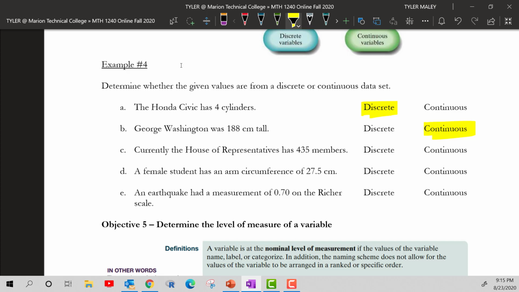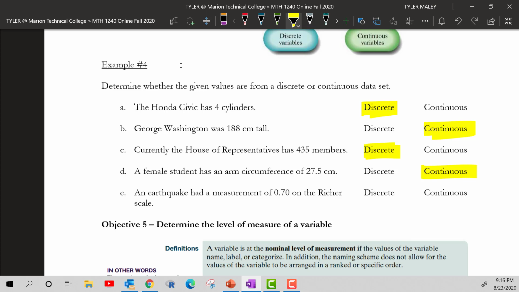The next one, currently the House of Representatives has 435 members, right? So again, you don't really have a partial member, so that would be an example of discrete, right? So you go from 435 up to 436. You're counting things, right? That's essentially counting, which is discrete. That's what was in the definition. D, a female student has an arm circumference of 27.5 centimeters, right? So that's continuous, similar to height. There's lots of room in between, right?